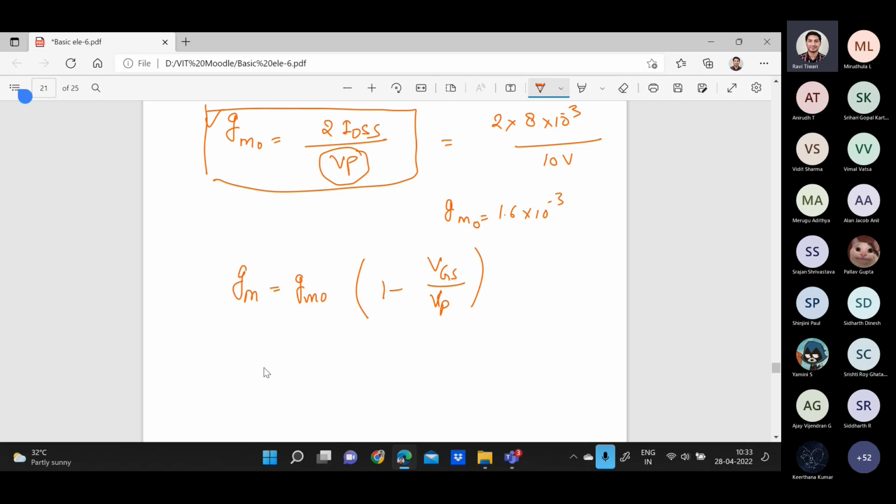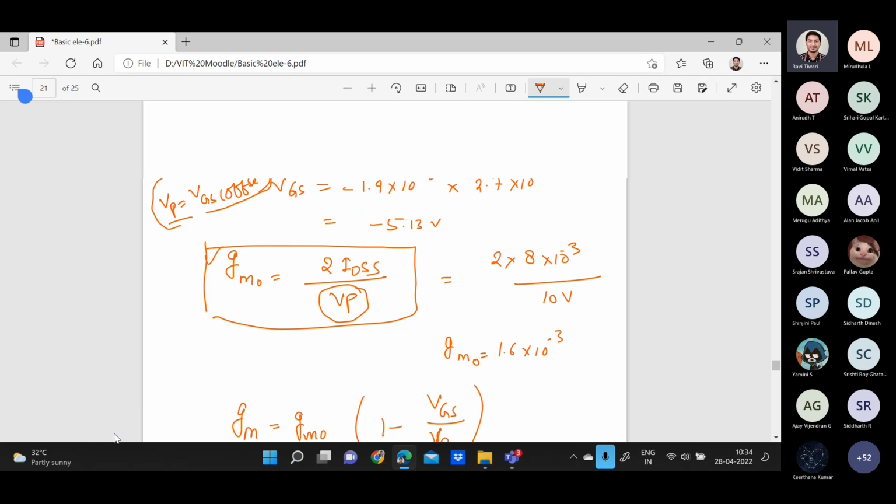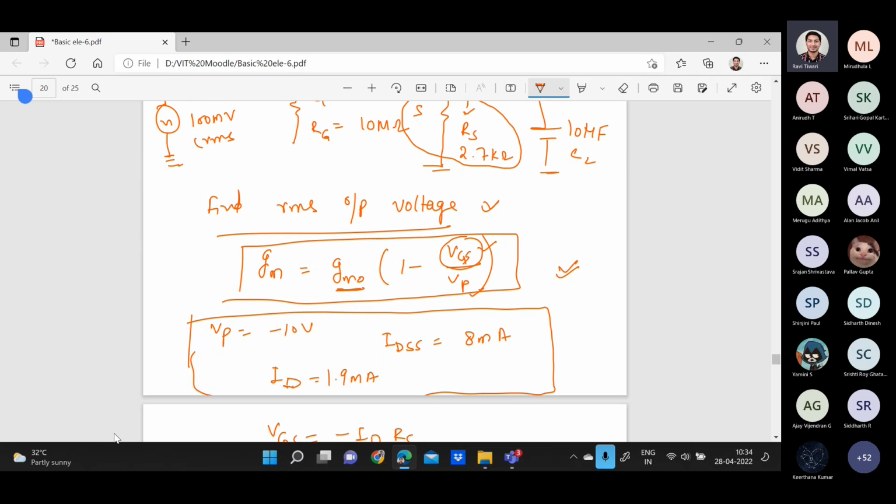From here, GMO we calculated as 1.6 into 10 raised to the power minus 3. VGS we calculated as minus 0.13. VP that is given to us is minus 10 volts. So you can calculate from here that GM equals 779 into 10 raised to the power minus 6 siemens. Always remember, for such a circuit, you have to calculate the value of GM, the transconductance, first.